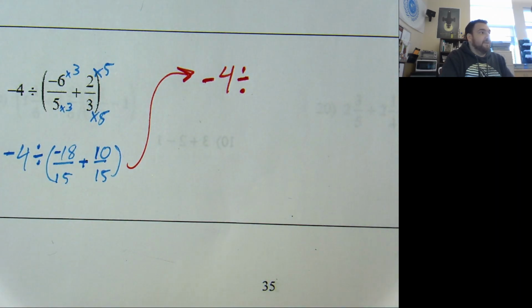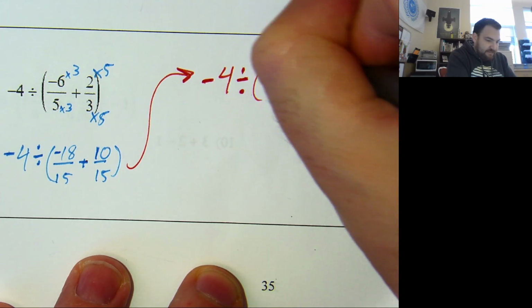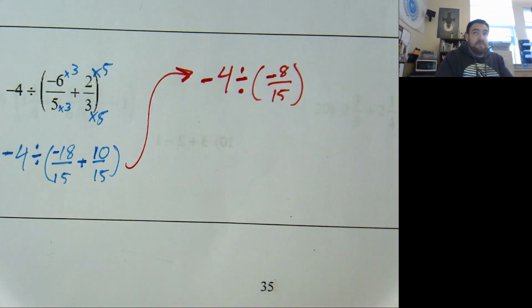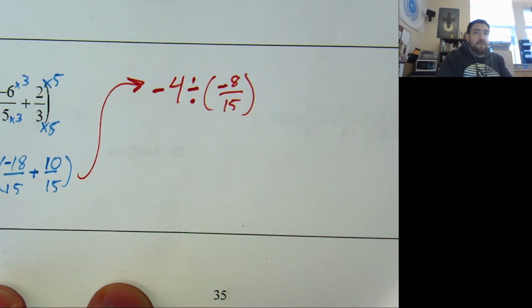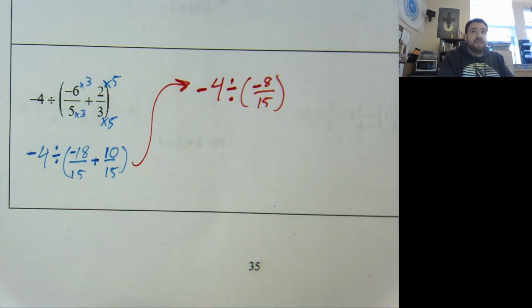I did just kind of give it away. It's negative 8. The brackets I'm going to leave there. It's going to become negative 8. And the denominator stays the same. What's the next step?